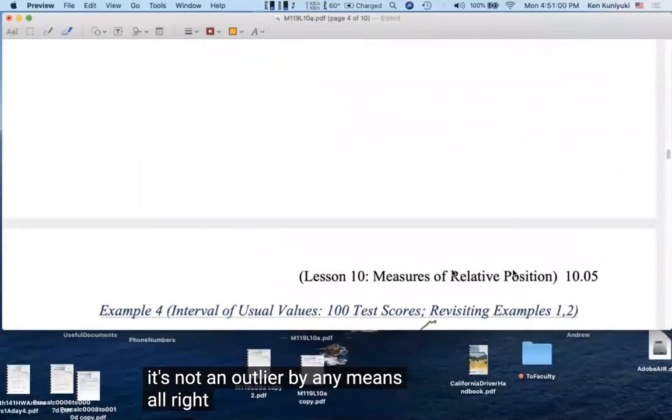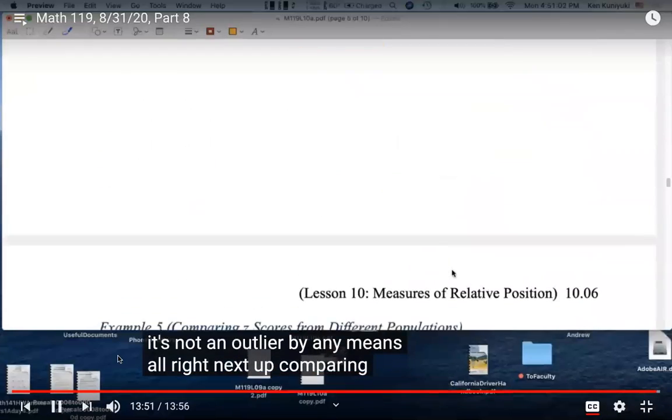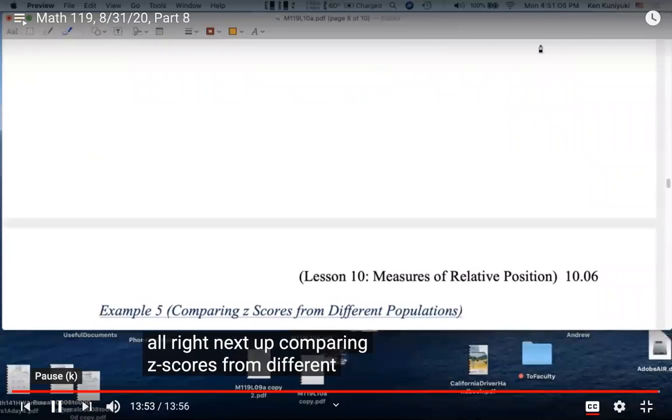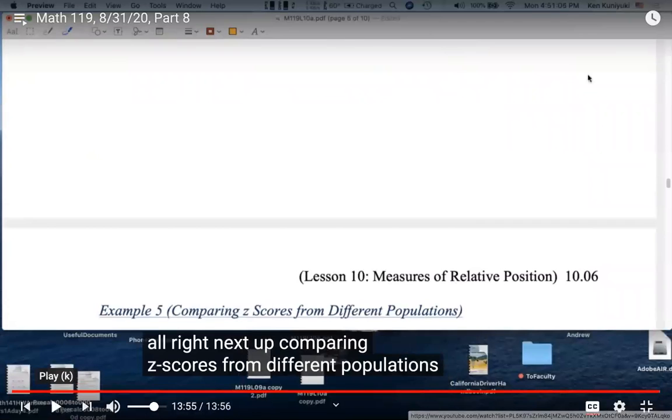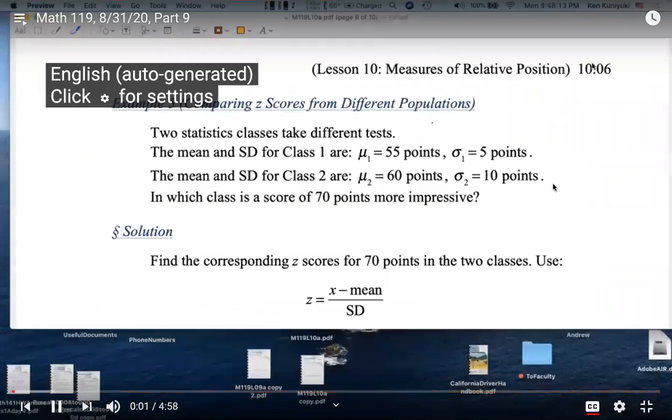All right, next up, comparing z-scores from different populations. Any questions before we go on? How's the connection? All right, questions? All right, going on. Comparing z-scores.